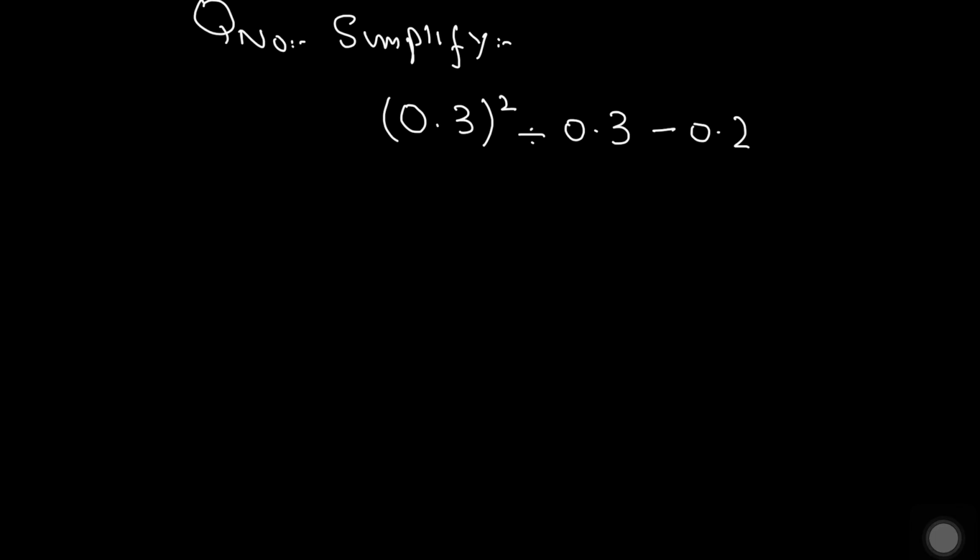In this video, we are discussing the example based on order of operation: (0.3)² ÷ 0.3 − 0.2. So here there are two arithmetic operations included, division and subtraction, and an exponent is also included.